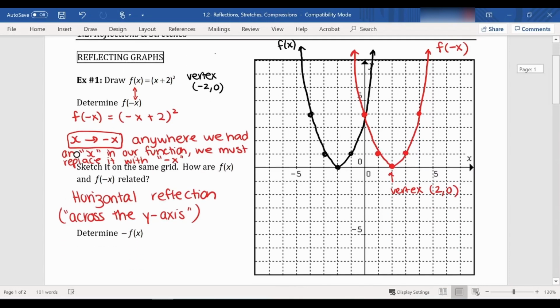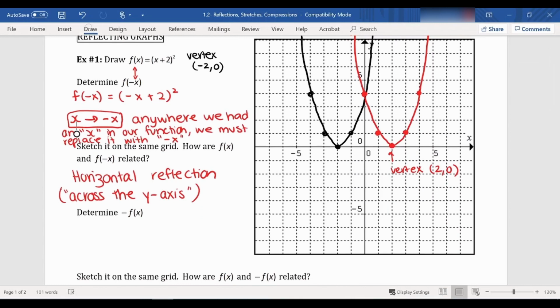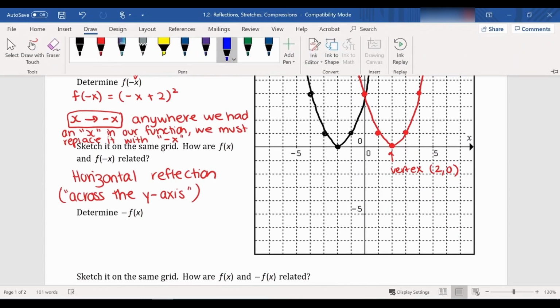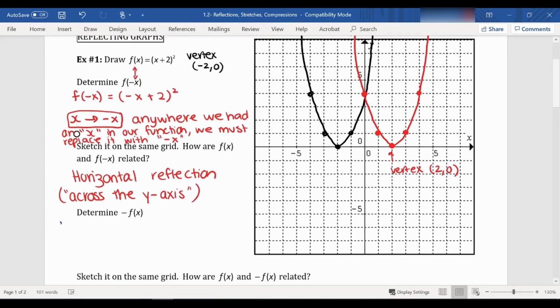So I'm sure you can probably predict what will happen for the next one. Okay? If I'm determining negative f of x, this means that f of x is mapping to negative f of x, which means anywhere we had an f of x, we are going to replace it with a negative f of x.